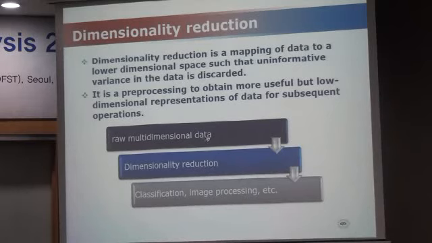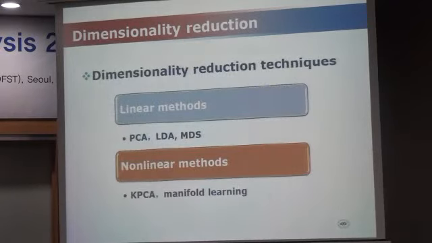So this is data, and we get a dimension reduction, and then we use this low-dimensional data for classification, image processing, etc. There are many dimensionality reduction techniques. First, linear methods, and then some nonlinear methods. PCA, principal component analysis, and LDA, MDS. These are linear methods.